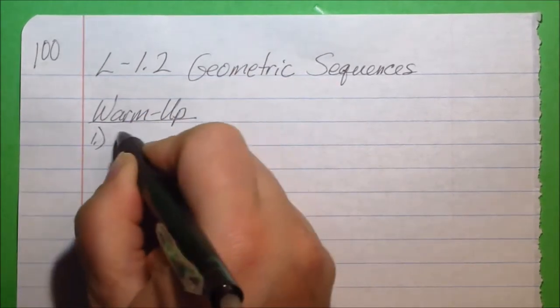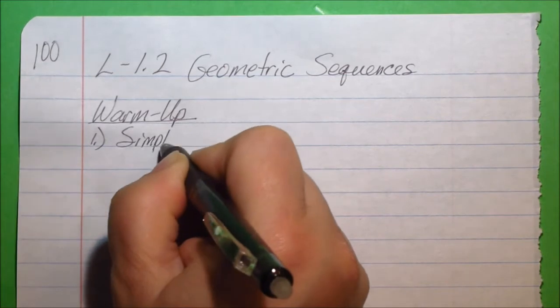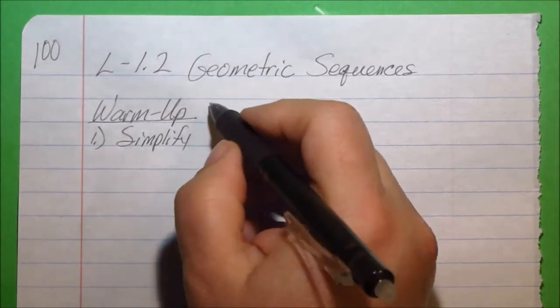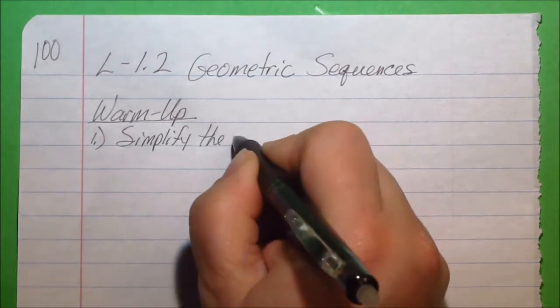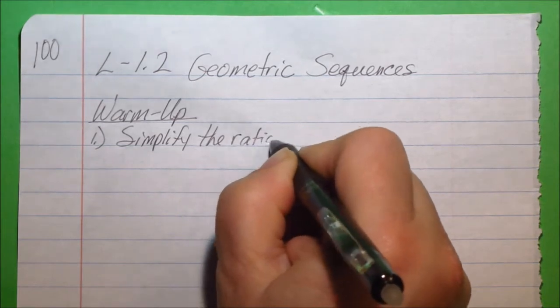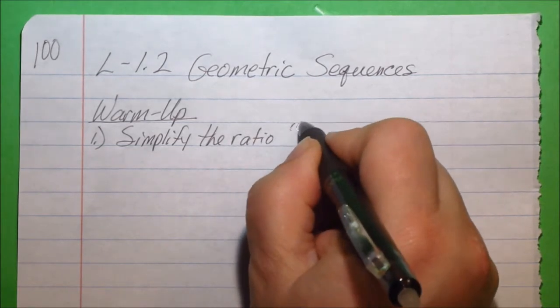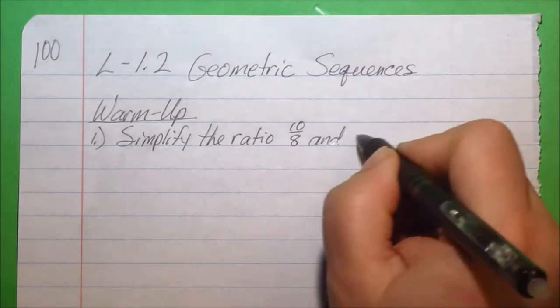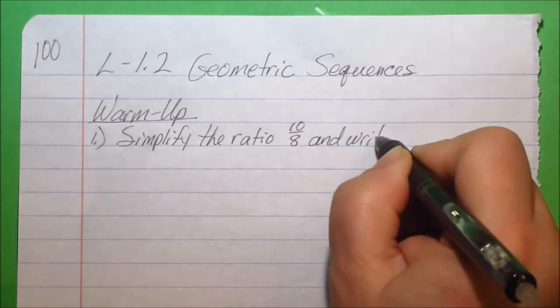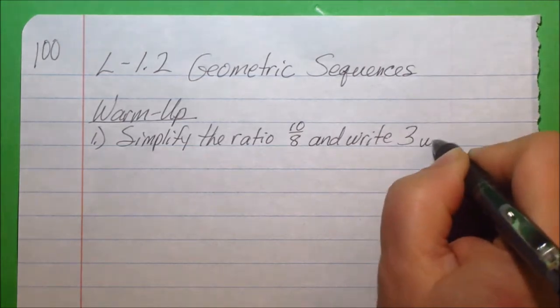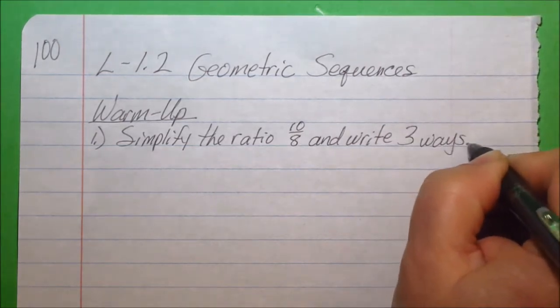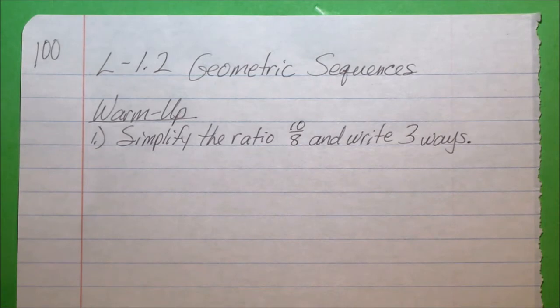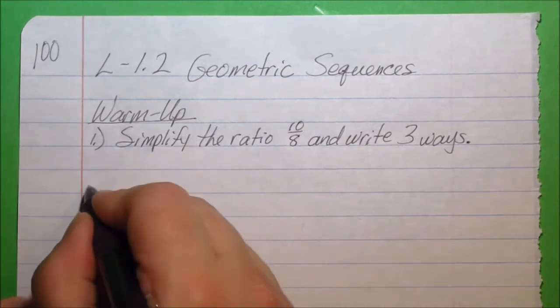Warm up. 1. Simplify the ratio 10:8 and write 3 ways. If you're not sure what write 3 ways means, look back in lesson 1.1. All right, number 2.